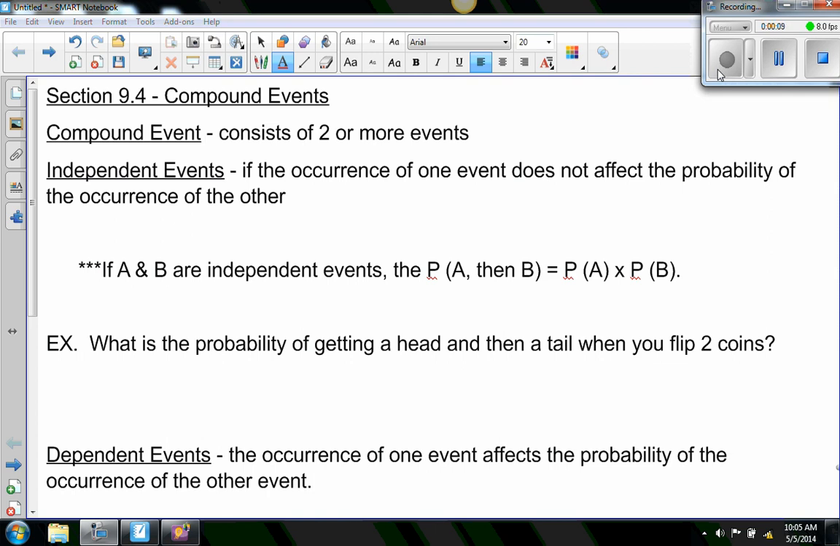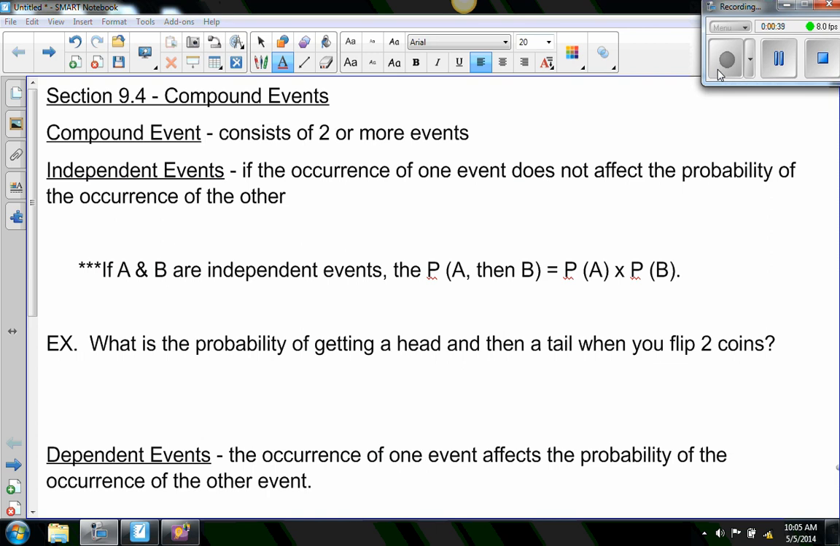So a compound event just means that you have two or more events that you are considering at the same time, more than one thing happening. If you say that the events are independent, you're saying that the occurrence of one event does not affect the probability of the occurrence of the other. One event does not affect the other one, like spinning a spinner and flipping a coin. They have nothing to do with each other. If I spin a green section on a spinner and I flip a head, they're not affecting each other.